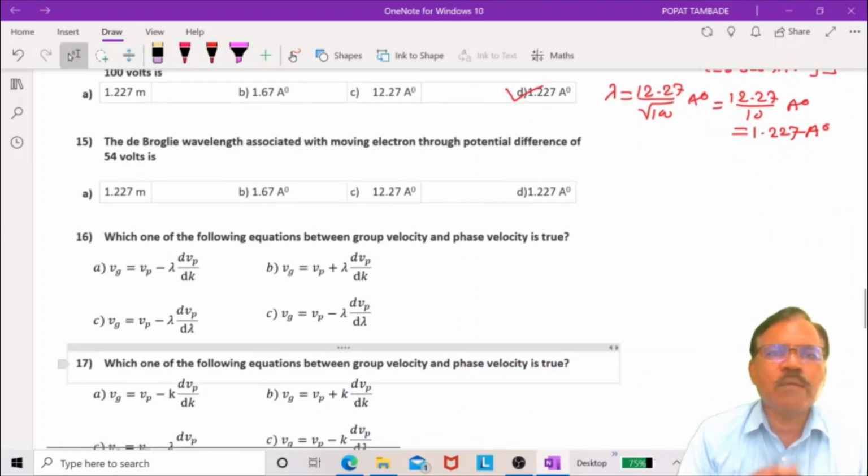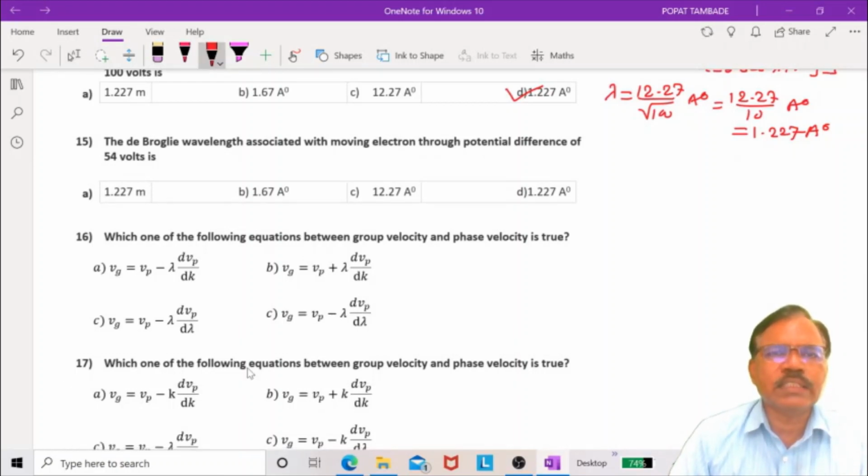Now the de Broglie wavelength associated with a moving electron through a potential difference of 54 volts. You will get this answer. Only use 54 volt here.